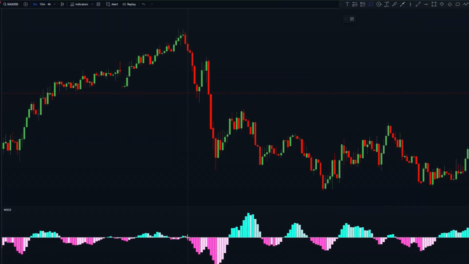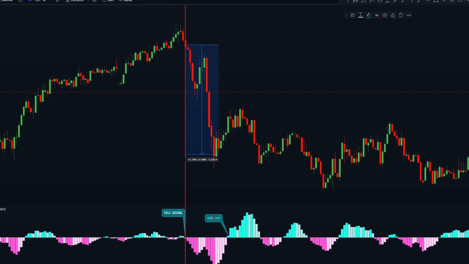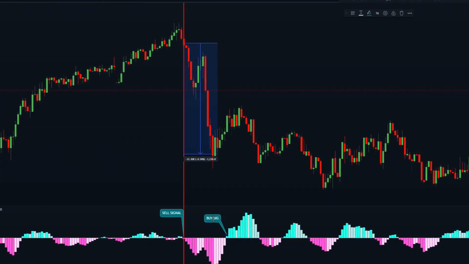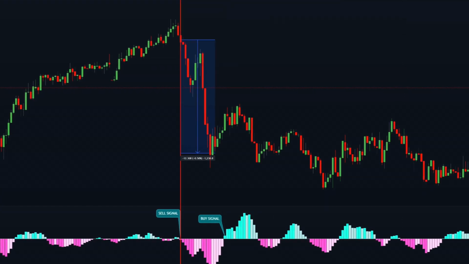So, when the first bar appears below the zero level, it indicates that the market is losing momentum or reversing downward. This is your sell signal. On the other hand, when the first bar of the WOCD appears above the zero level, it signals that the market is gaining upward momentum. This is your buy signal.